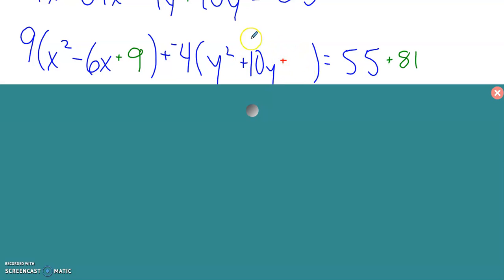I add half of b squared. Half of 10 is 5. Square that, and I get 25. But I don't add a 25 over here to keep it balanced because this isn't really a 25, because it's being multiplied by, and this is where you have to be careful, it's being multiplied by negative 4. So really, I just added a negative 100 to this side.